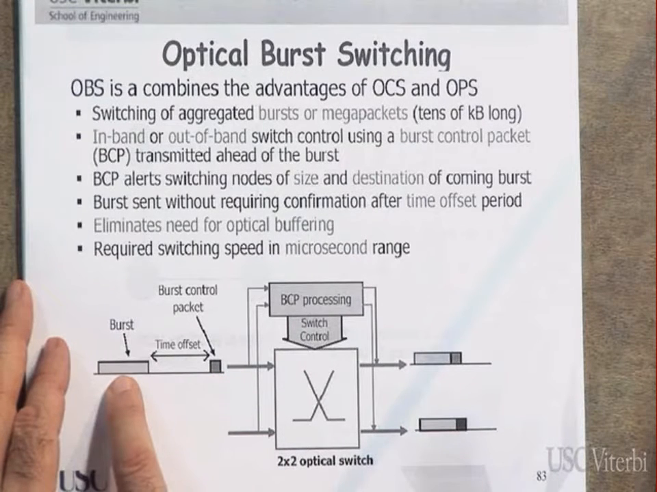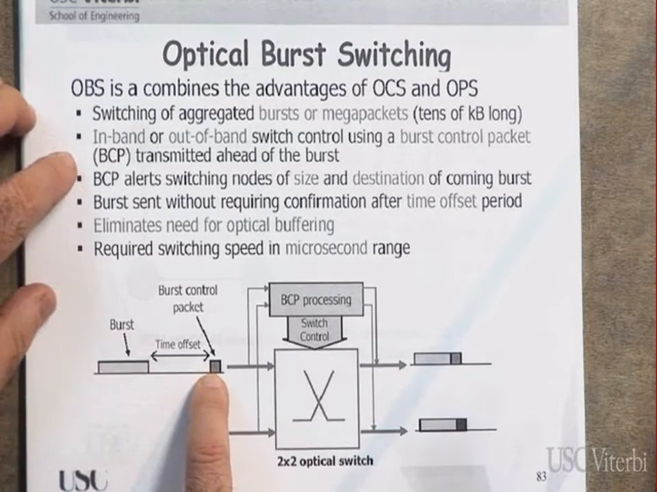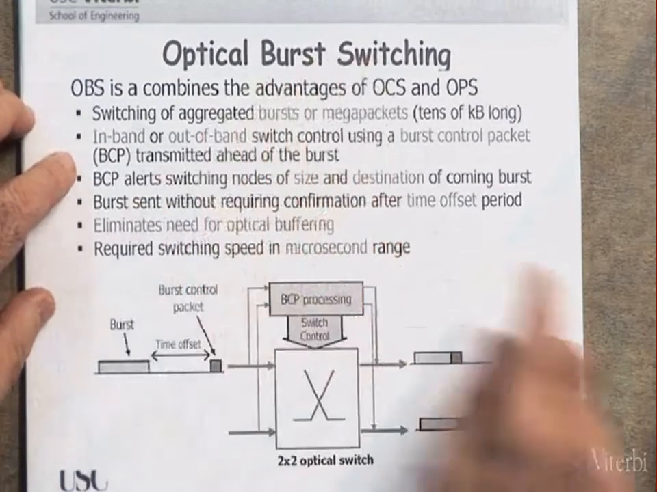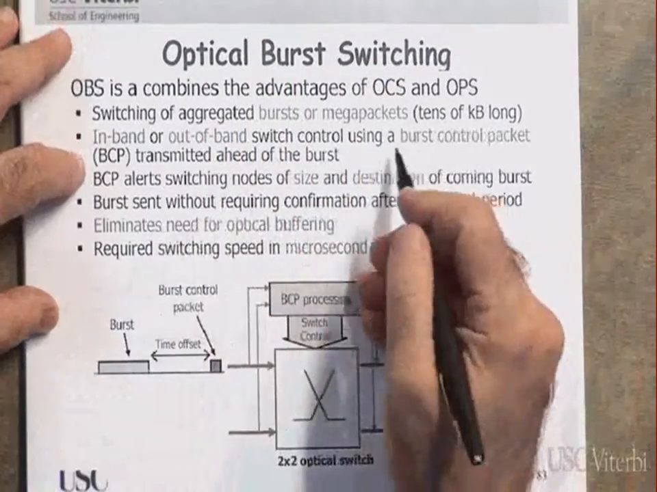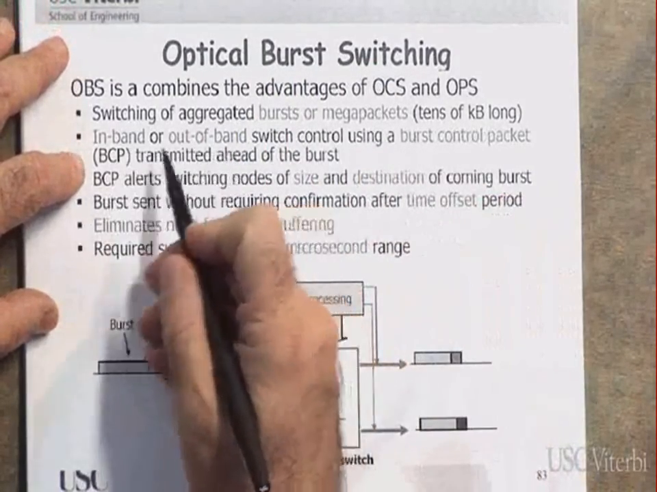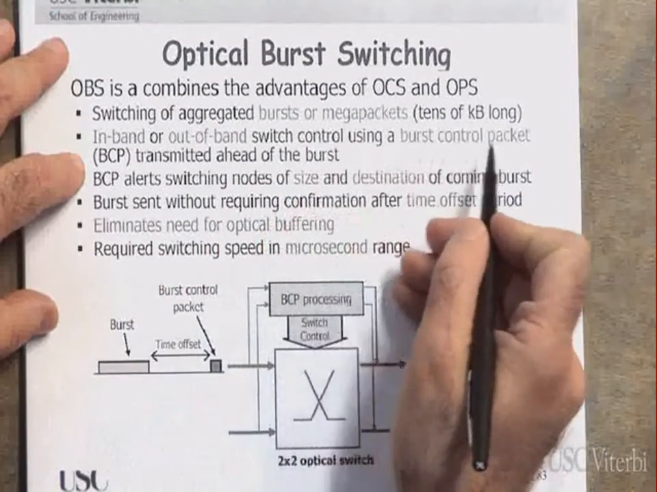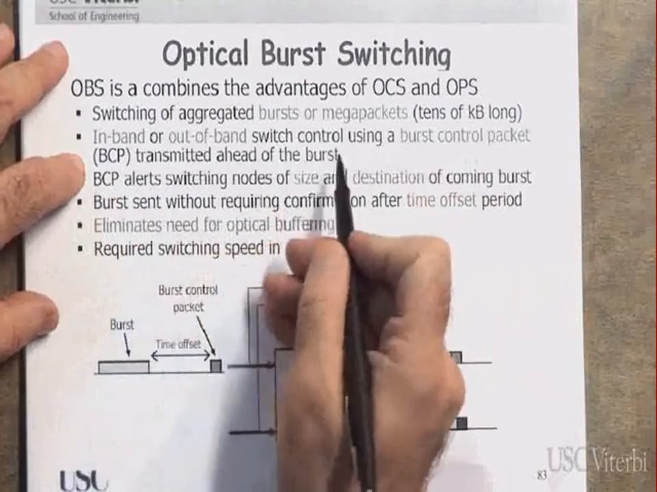Before you send your burst, you send a burst control packet. BCP stands for burst control packet, which is in band or out of band. Both of them are used. In band or out of band switch control using a burst control packet transmitted ahead of the burst.